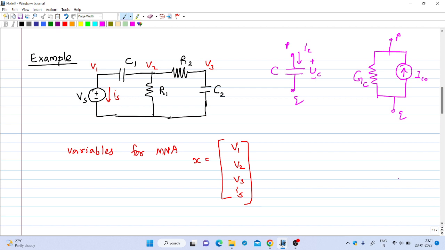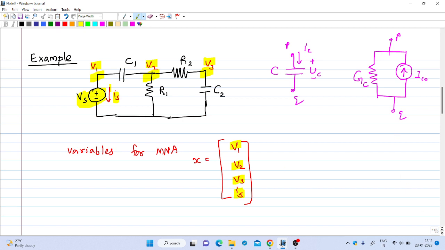Now we will try to use this result in an example. Suppose we have an electric circuit like this and we want to do a transient analysis. Suppose we are trying to write the modified nodal analysis equations for doing the transient analysis. Then here you have three nodes: node 1, node 2 and node 3. So we have three variables v1, v2 and v3, and since there is an independent voltage source, the current through that independent voltage source is also a variable. So we have four variables, three node voltages and one current is.